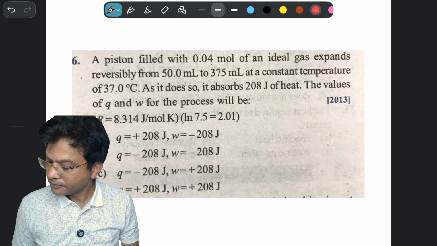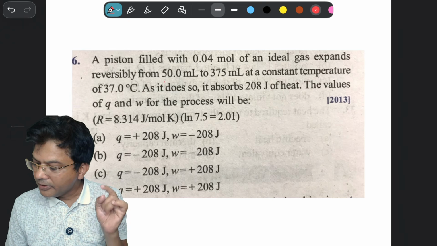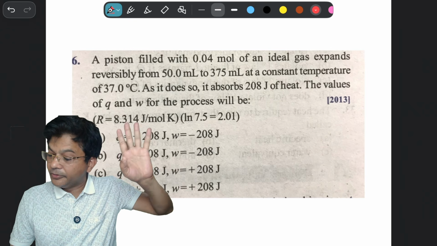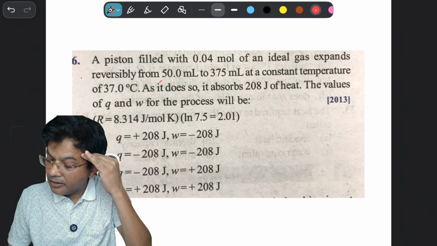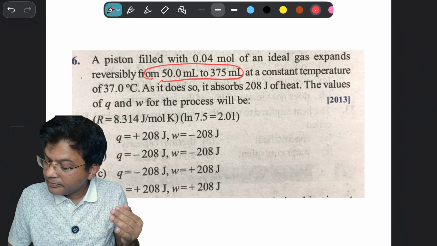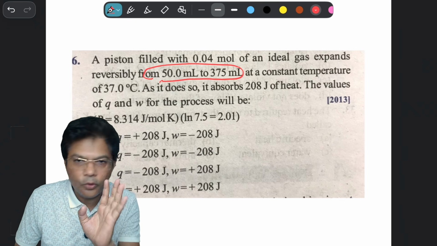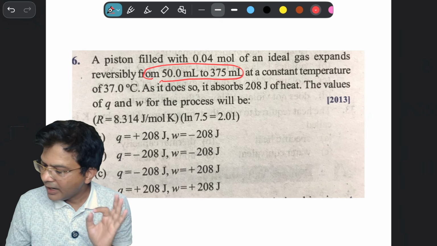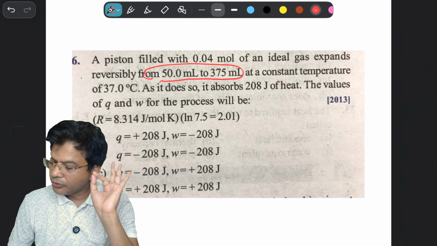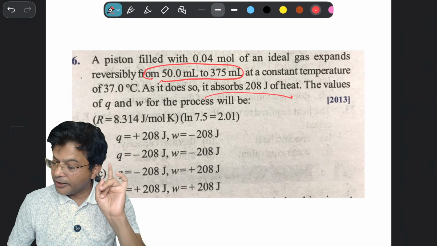Look at what they are writing. A piston filled with 0.04 mole of an ideal gas expands reversibly. Great values, so tough maths. Whenever some tough maths is given, first read it out very coolly. At constant temperature, isothermal, as it does so, it absorbs this much joule of heat. Find the value of Q and W over the process.